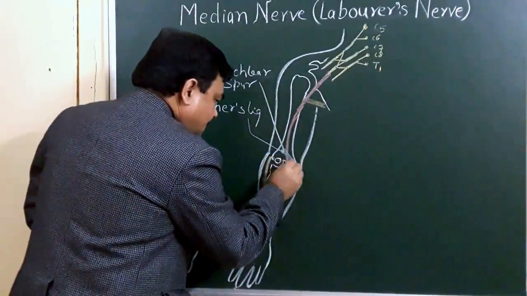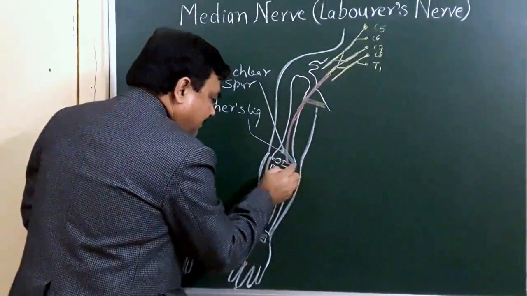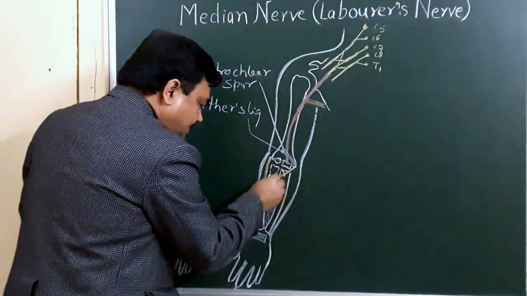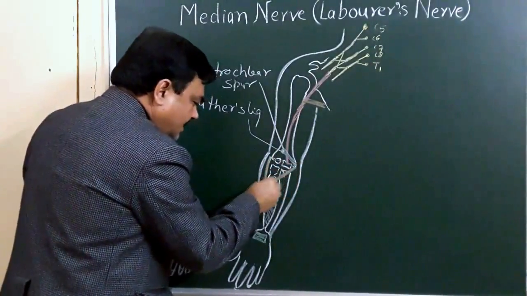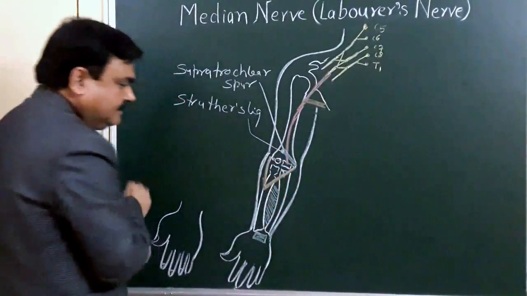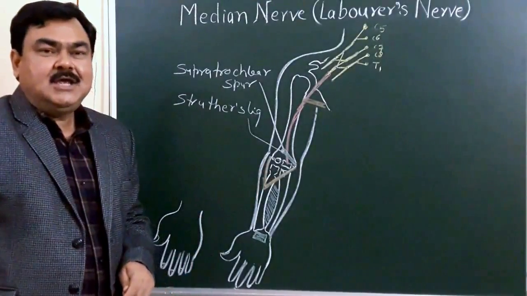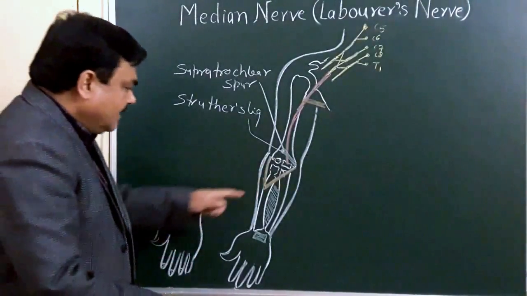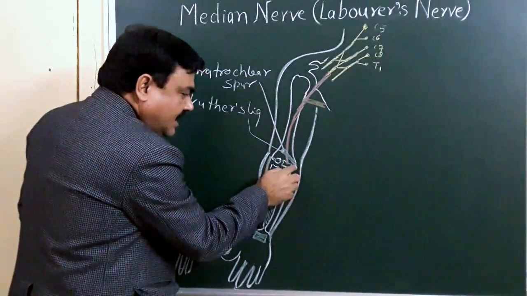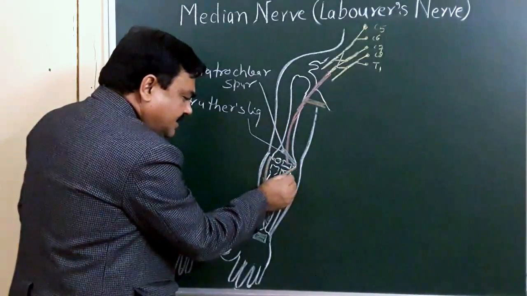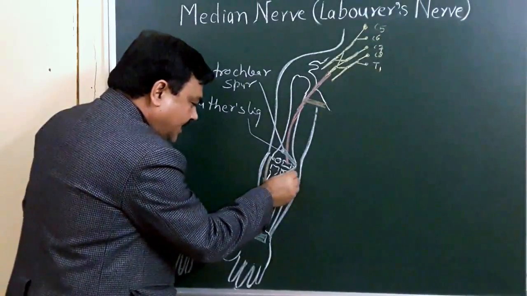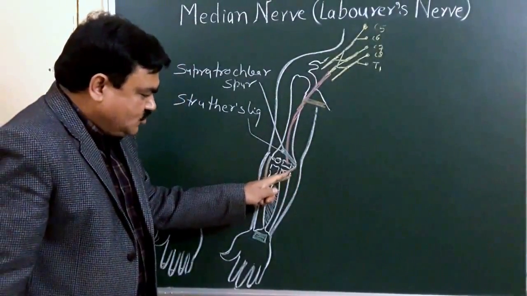Here is the position of the brachioradialis. This is an imaginary line between the two epicondyles, medial and lateral, of the humerus. This is the brachioradialis, this is the pronator teres, and this fossa is known as the cubital fossa. The pronator teres has two heads. One head arises from the medial epicondyle of the humerus, and the other head is from the ulna. Between these two heads there is a gap.